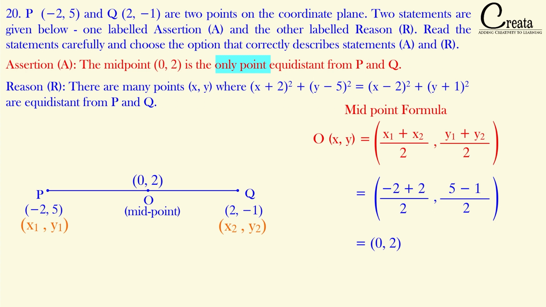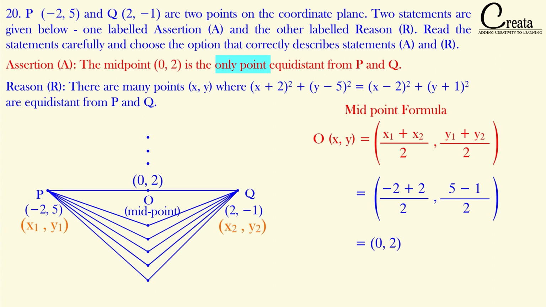No, we have several points which are equidistant from the points P and Q. Suppose we take a point here. This point can also be equidistant from points P and Q. On the other side, this point can also be equidistant from points P and Q. All these points can be equidistant from the points P and Q. So the assertion is wrong. That is, the statement that the midpoint is the only point equidistant from P and Q is false.